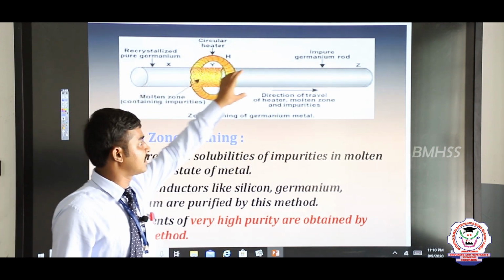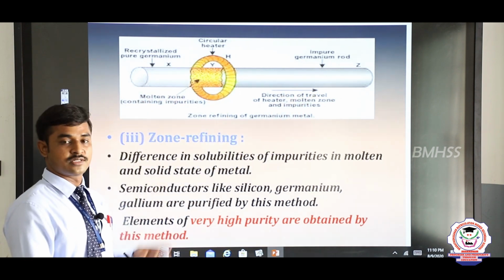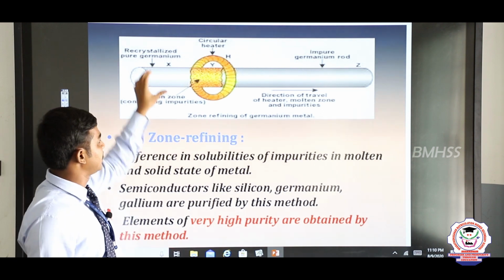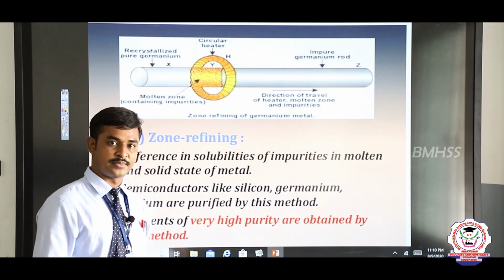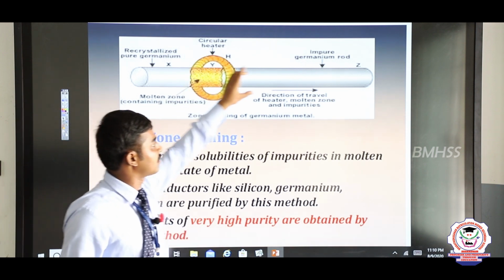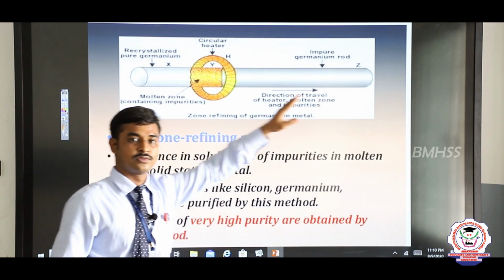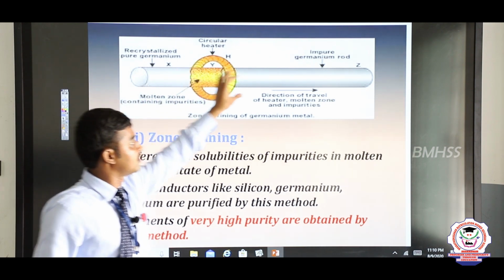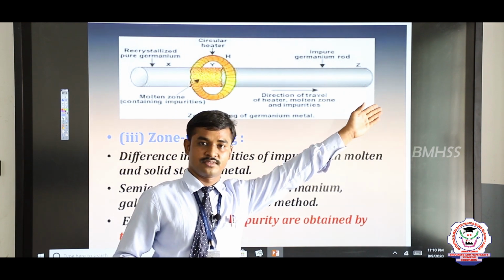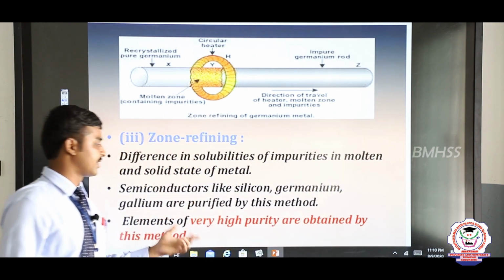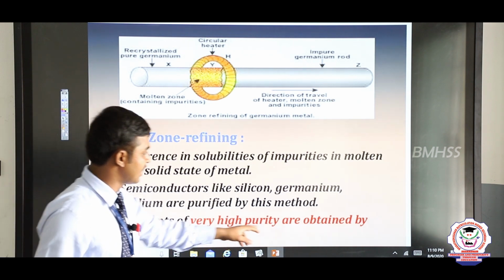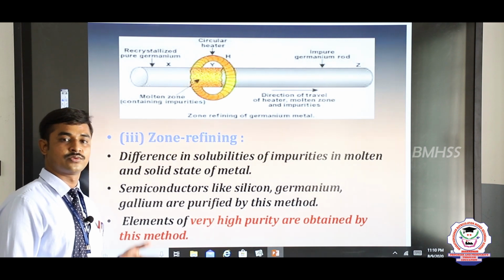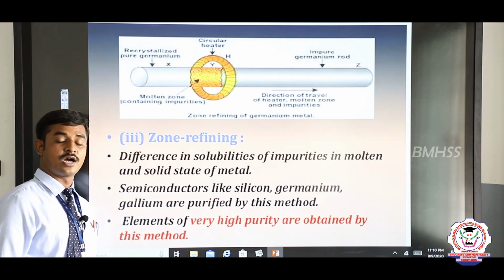When it heats the metal atoms, the metals are heated and attain the melting point level, and the impure metals are moved to the corner. Finally the pure metals are obtained in the pure form, and the impure metals are collected at the end of the rod. So, this method is used in the zone refining process. Very high purity metal is obtained by this method, so this process is also an advantage.